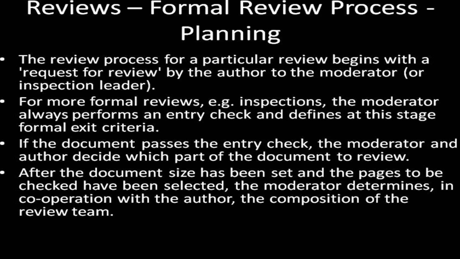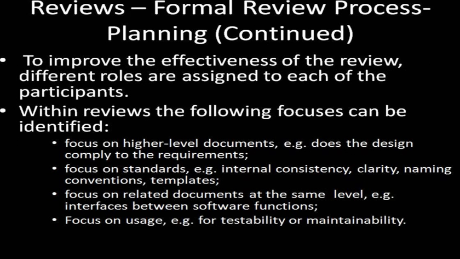After the document size has been set and the pages to be checked have been selected, the moderator determines, in cooperation with the author, the composition of the review team. The team normally consists of 4 to 6 participants, including moderator and author. To improve the effectiveness of the review, different roles are assigned to each of the participants. These roles help the reviewers focus on particular types of defects during checking. This reduces the chance of different reviewers finding the same defects. The moderator assigns their roles to the reviewers.